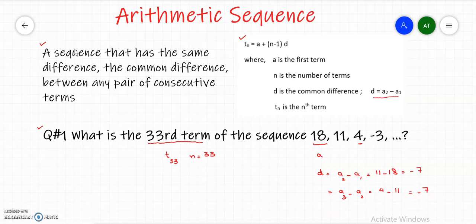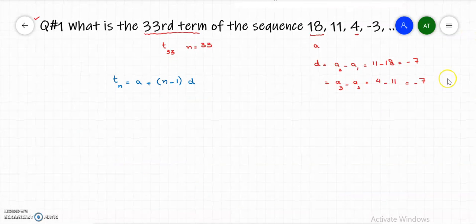So we can use the formula of the arithmetic sequence, that is Tn equals a plus (n minus 1) times d. So let me write down the formula first. Tn equals a plus (n minus 1) times d. Okay, so let me substitute all the values and find out the 33rd term. So T33 would be equal to the a value, 18, plus n value, 33, subtract 1, times the d value, negative 7.